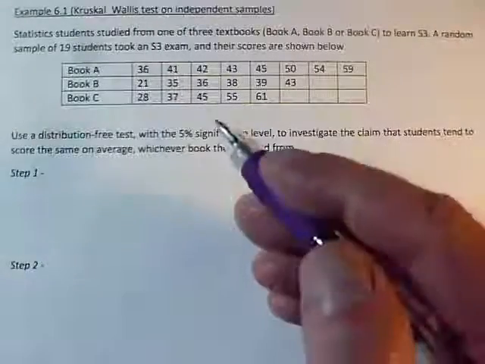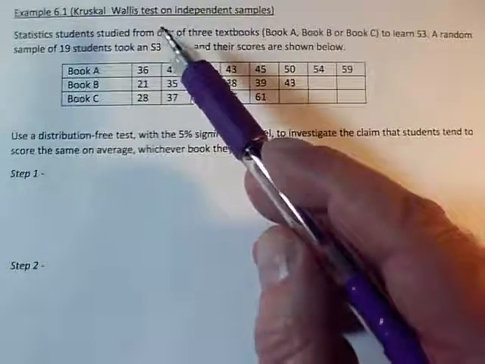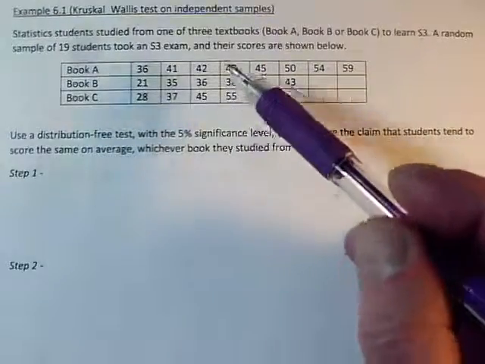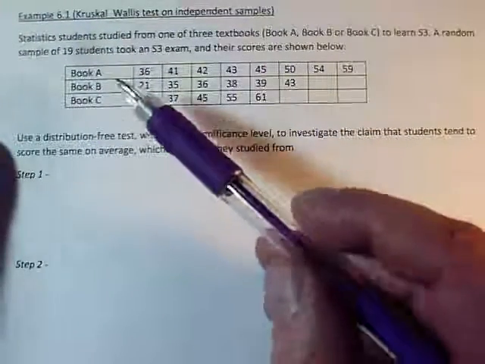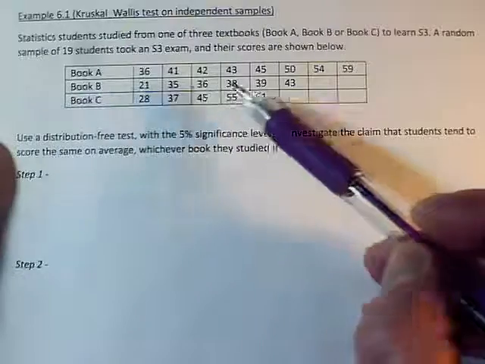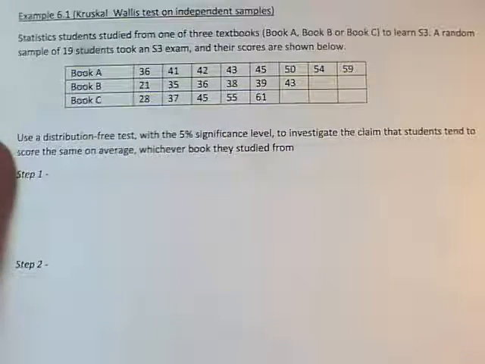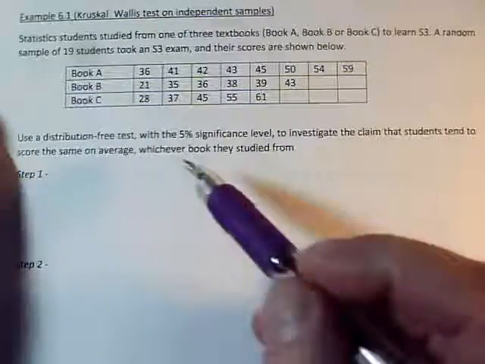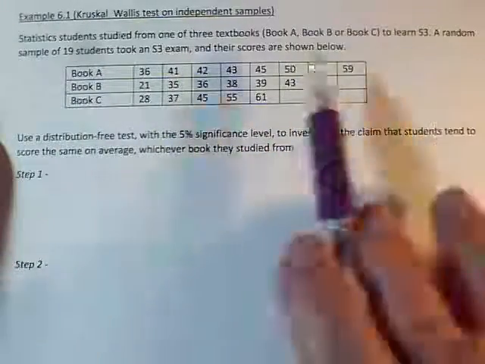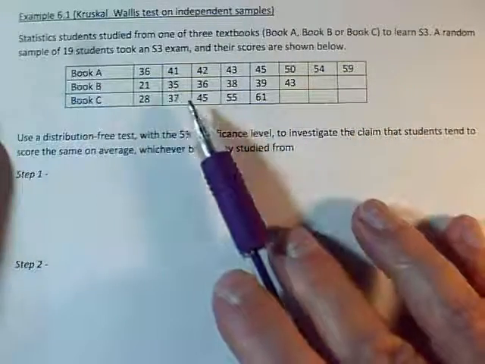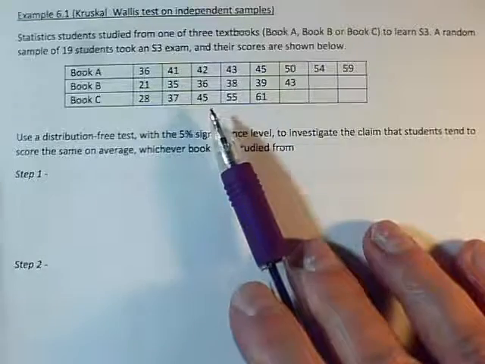Okay, I've got to do a Kruskal-Wallis test. It's a Kruskal-Wallis test because now I have 3 independent samples. We've seen the data from book A and book B, but now we're adding book C to the mix, so we'll see if that makes a difference. I've got this random sample, that's nice, of 19 students. I've got 3 different sample sizes, that's not a problem.